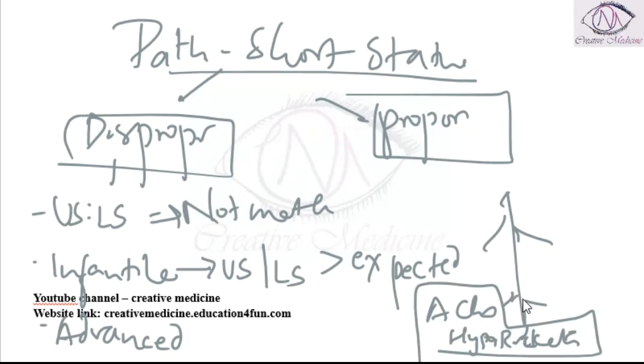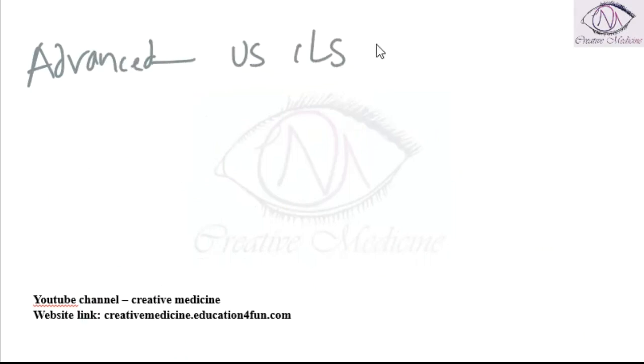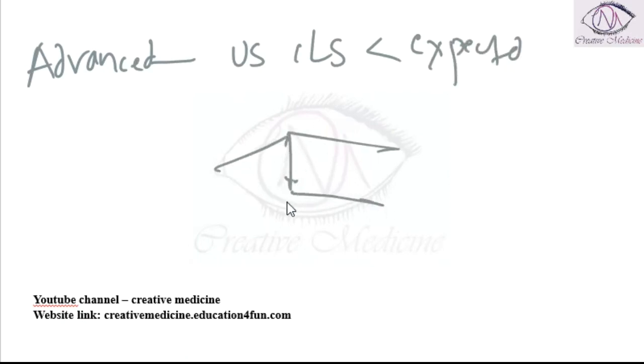Whereas in the advanced type of disproportionate short stature, the upper segment to lower segment ratio is less than expected. That means the trunk is short and the extremities are long. So this is mainly seen in spondyloepiphyseal dysplasia.